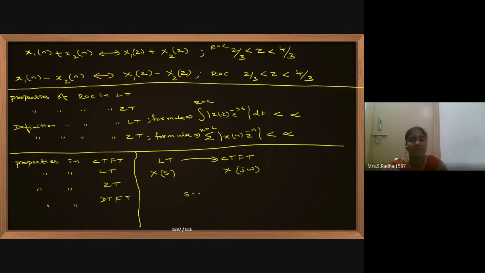So if you convert s to j omega, then the Laplace transform becomes the CTFT. One thing you prepare very well, then the other thing you can do very easily. Okay, this is the conversion of Laplace transform to CTFT.